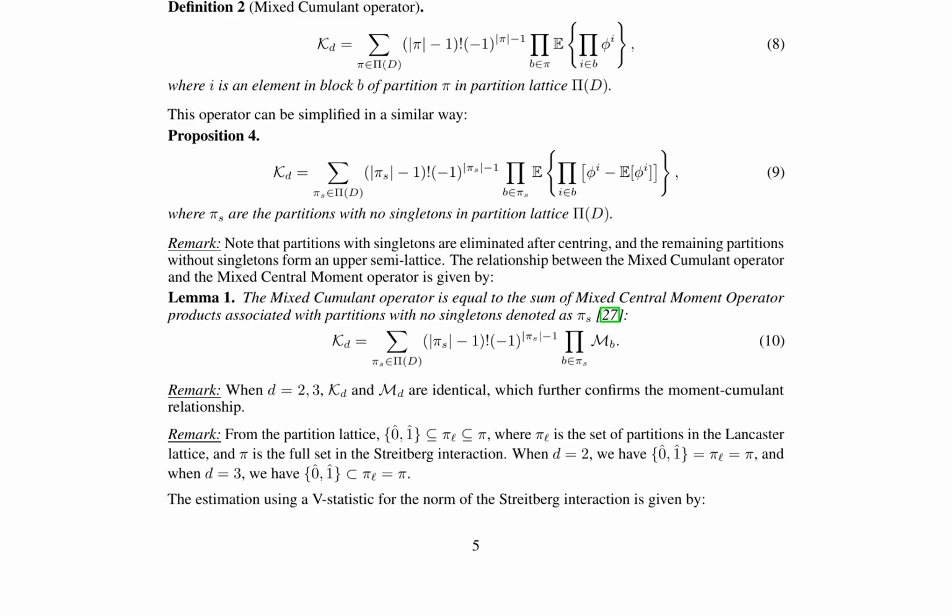The relationship between the mixed cumulant operator and the mixed central moment operator is established in lemma 1, equation 10, where the mixed cumulant operator is equal to the sum of mixed central moment operator products associated with partitions with no singletons. When D equals 2 or 3, K_D and M_D are identical, confirming the moment-cumulant relationship. The partition lattice is discussed, with 0 ⊆ π_L ⊆ π, where π_L is the set of partitions in the Lancaster lattice, and π is the full set in the Streitberg interaction. The estimation using a V-statistic for the norm of the Streitberg interaction is also provided.